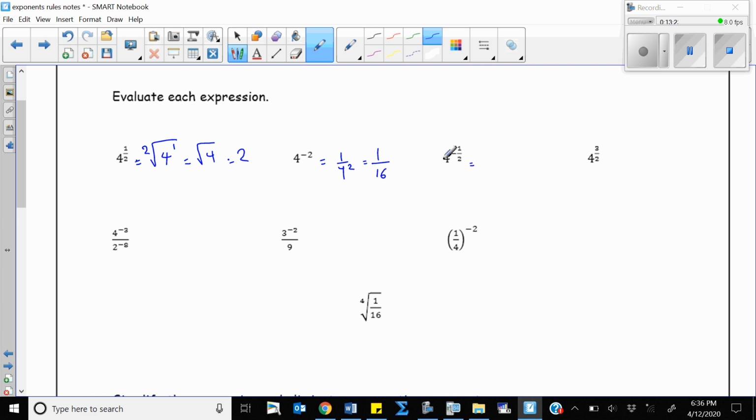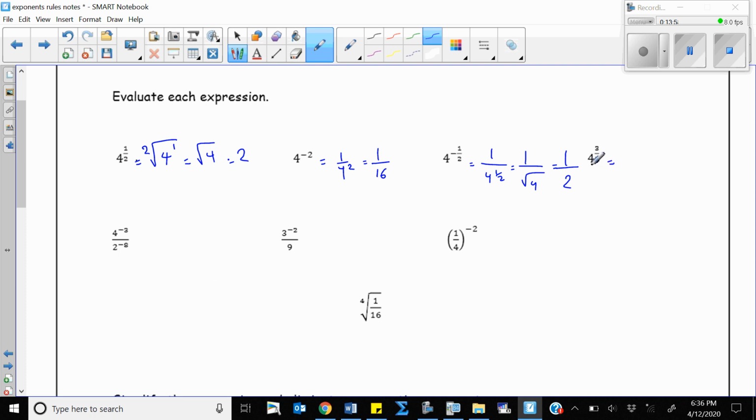Next one here, we have 4 to the power of negative 1 over 2. So we have a power which is both negative and also a fraction. So the first thing that I'm going to do is get rid of the negative. So this will be 1 over 4 to the power of 1 over 2. And then this 4 to the 1 over 2, I can write in radical form, like what we just learned here. Root 4. And this will be 1 over 2.